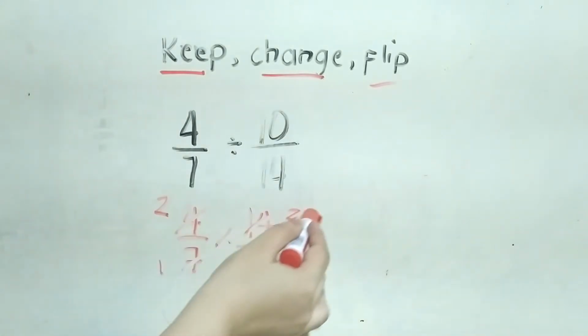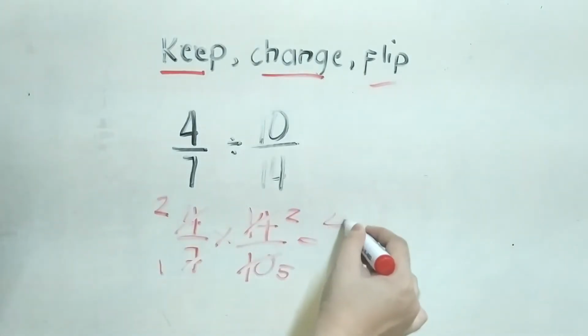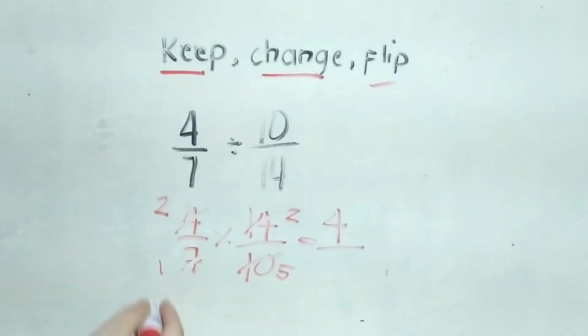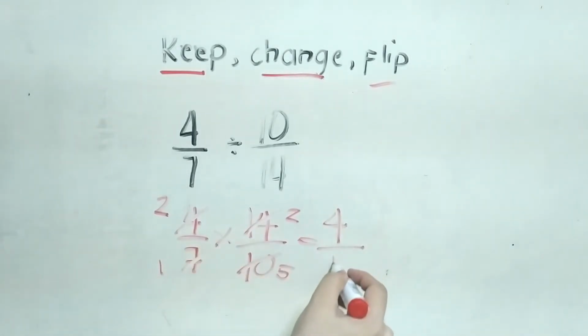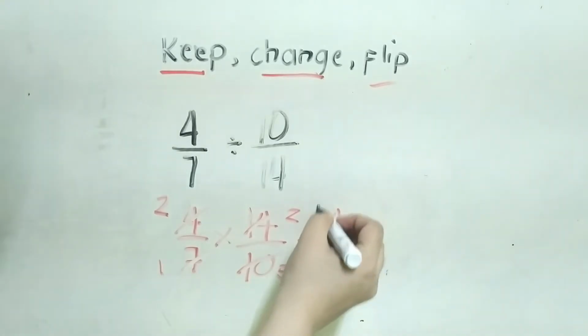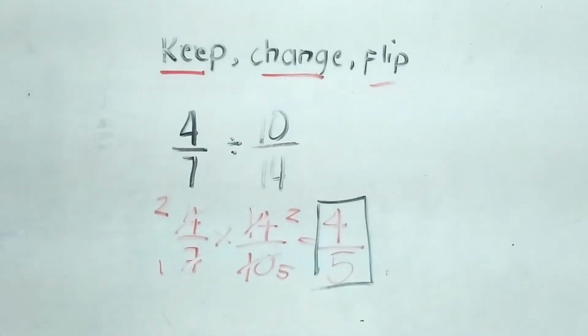Now, mas madali na natin silang i-multiply. So, 2 times 2 is 4. And then, 1 times 5 is 5. So, since 4/5, yan na yung simplest form. That is the answer.